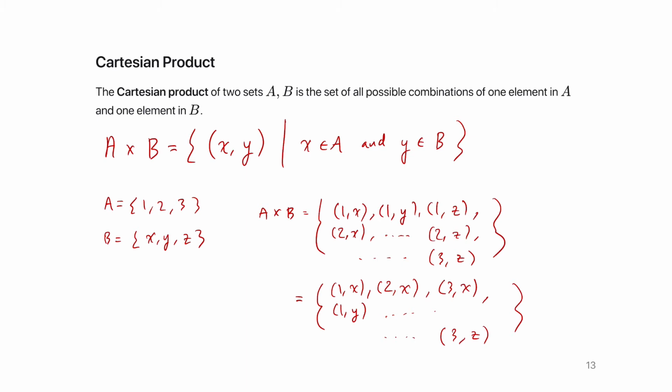Okay? What we can't say, though, is that this is the same as the set of ordered pairs x comma 1, y comma 1, z comma 1. That's something else. That's the Cartesian product of B and A. That's different, right? So we want to look at that. The Cartesian product of B and A would look something like this set: x1, y1, z1, all the way until z3.